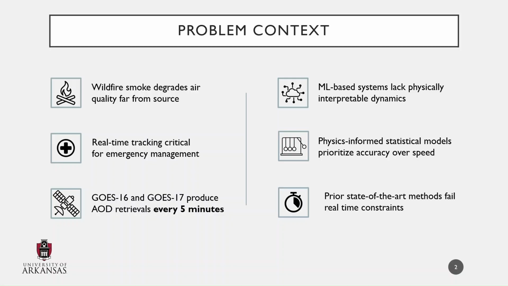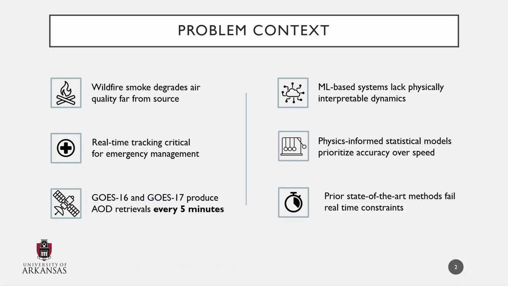The challenge, however, is on the compute side. Prior state-of-the-art methods, including physics-informed statistical models, are computationally too slow to meet the 5-minute window. They prioritize numerical accuracy, but they were simply not designed with real-time constraints in mind. And while machine learning systems can be fast, they typically lack physically interpretable dynamics.